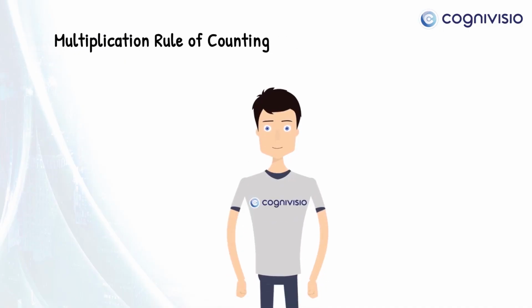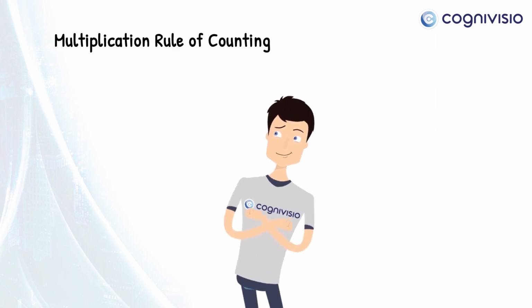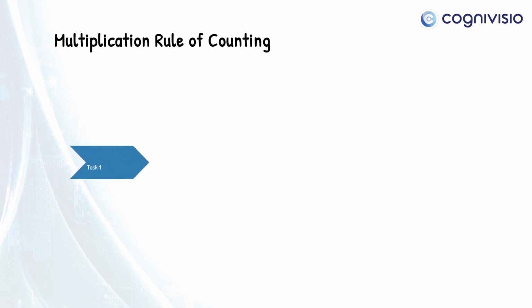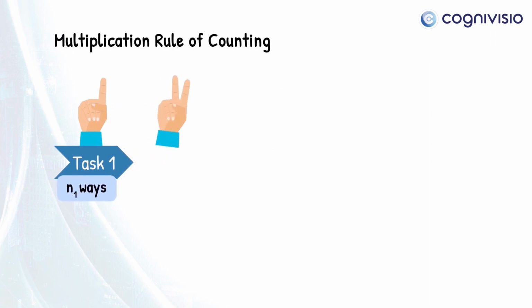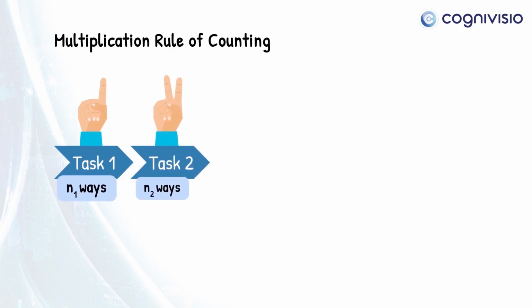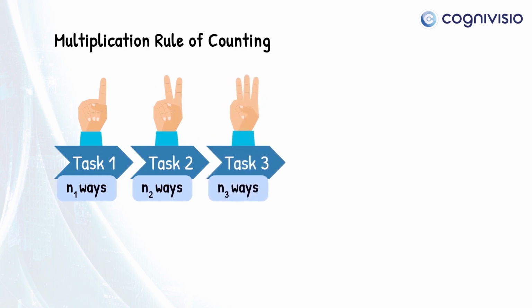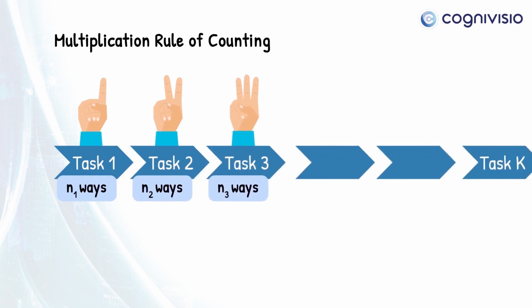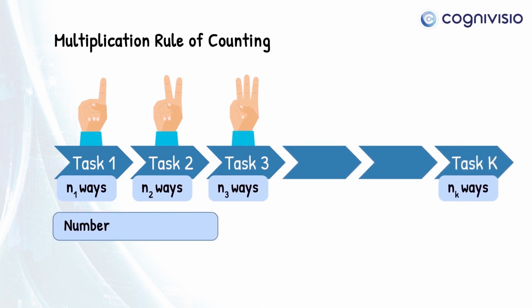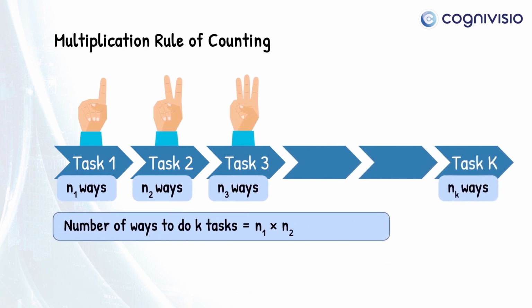The multiplication rule of counting is an important one. The idea here is simple. If one task can be done in a number of different ways n1, a second task, given the first, can be done in n2 ways. A third task given the first two tasks can be done in n3 ways. And so on for k tasks. Then the number of ways the k tasks can be done is n1 times n2 times n3 until we reach nk.